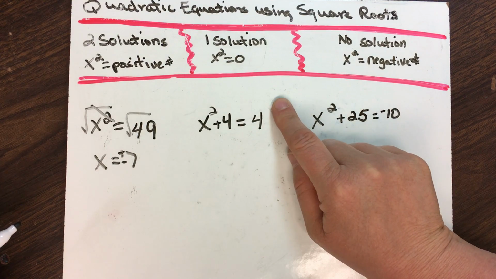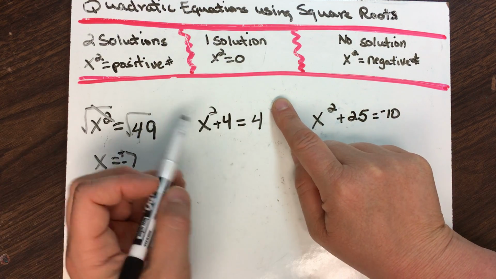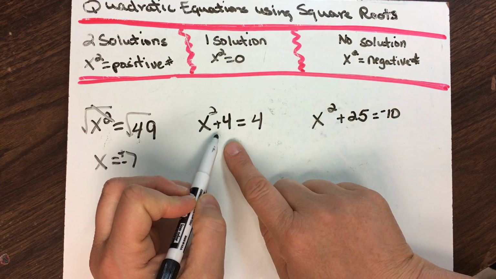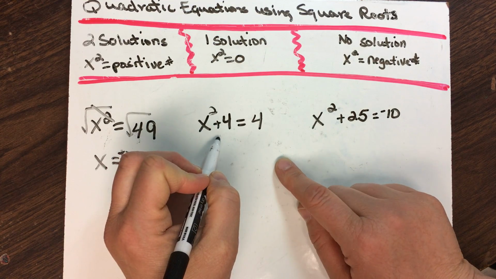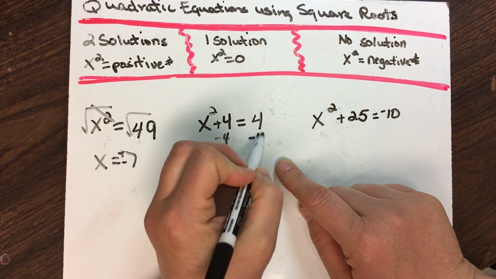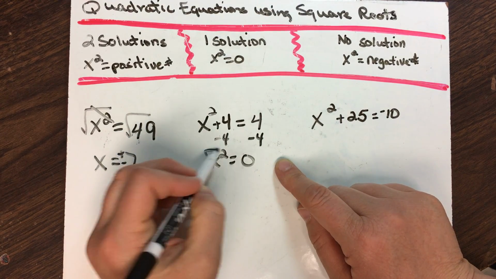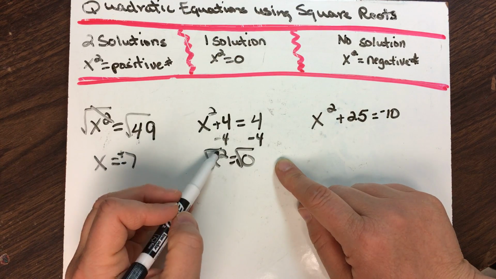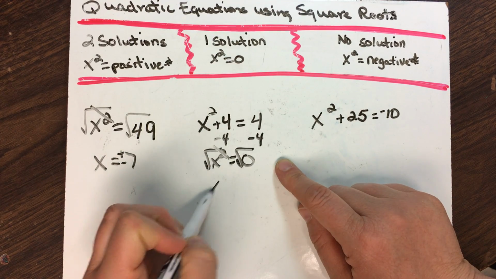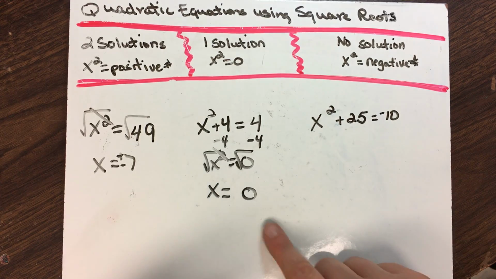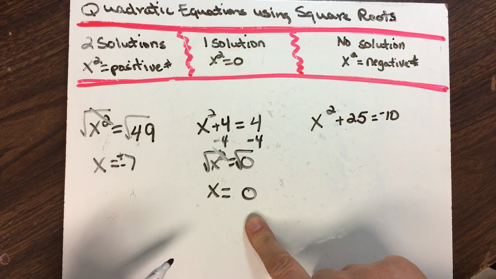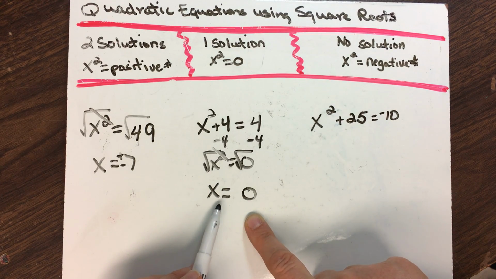Now we're over here with one solution. Okay, I need x isolated, so I need to get this to the other side. So then I have x squared equals 0. Square root, those cancel each other out. X equals 0. There is no plus or minus 0, so this is our one solution.